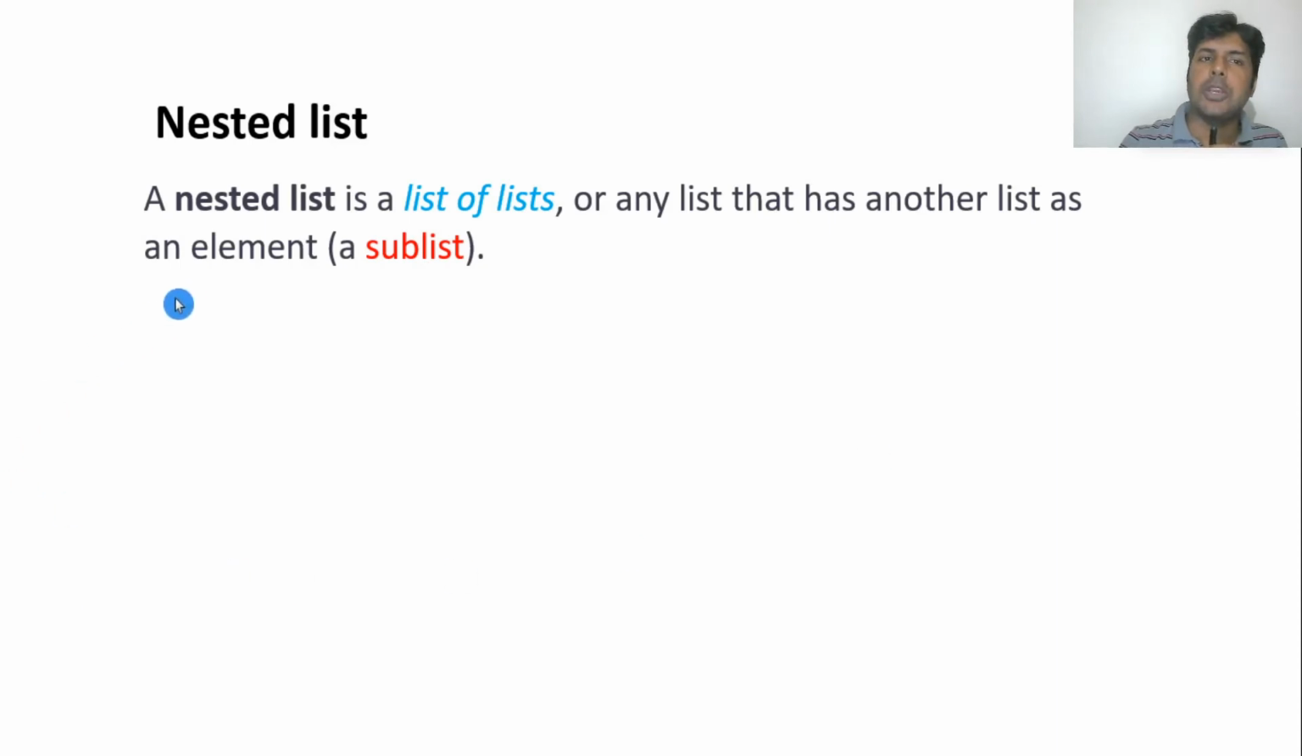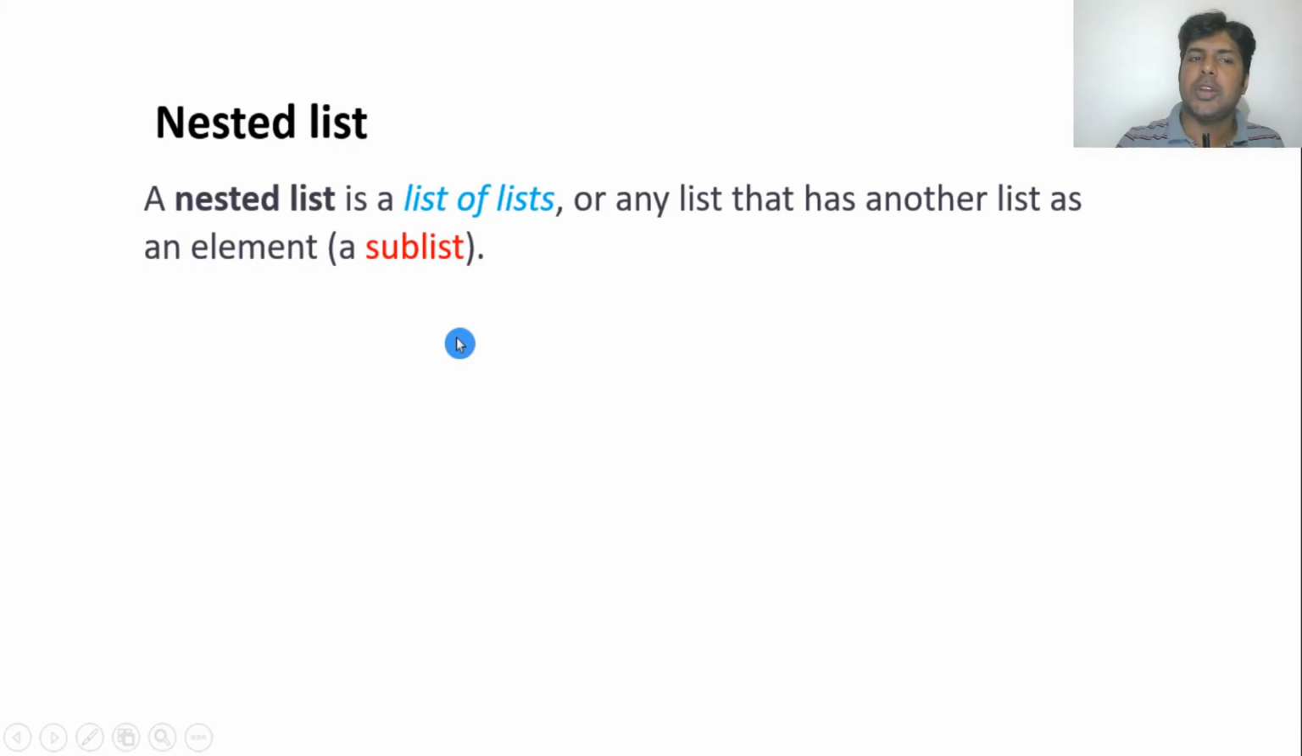Our next topic is nested list. So what does a nested list contain? A nested list is a list of lists. It's already a list, and in the list again we have a lot of lists. That's called a nested list. So a list within a list is also a nested list. Here you can see it is also called a sublist. The lists which are within the nested list are also called sublists.